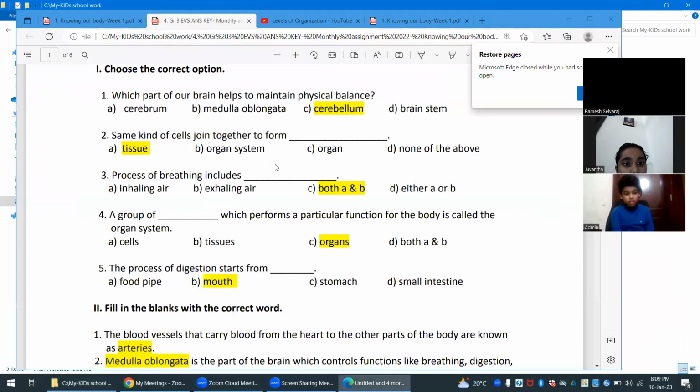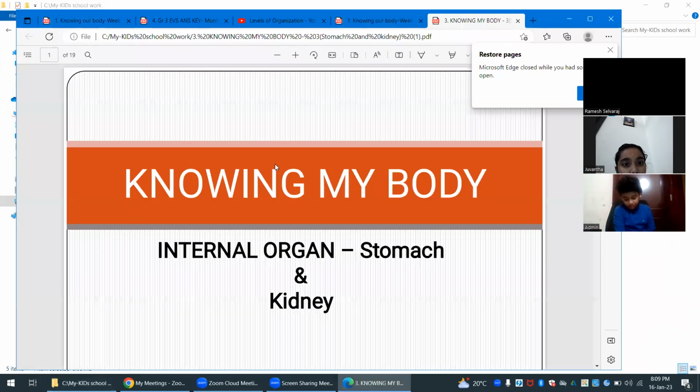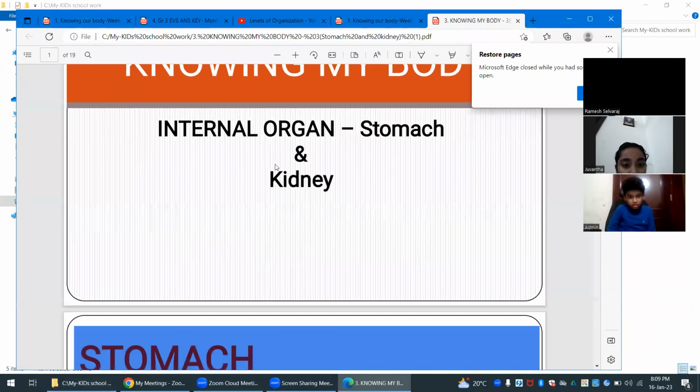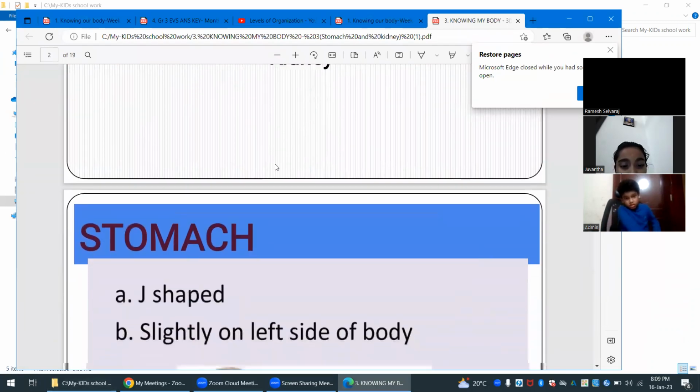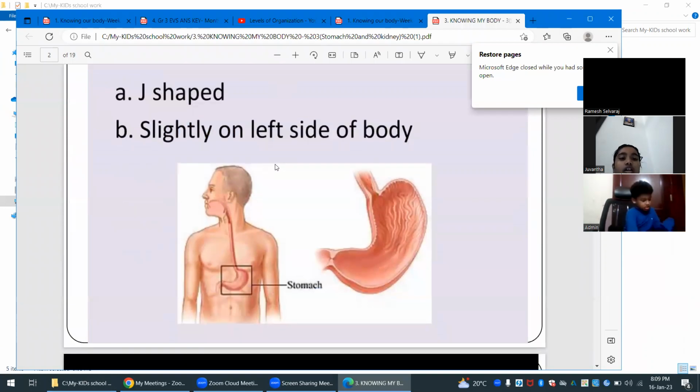Also, let's see the stomach here. Going by body internal organs, stomach and kidney, these two we will see here. The stomach, you see, looks J-shaped. It's J-shaped and slightly on the left side of the body. If you see the center, from the center it goes to the left side. The heart is above here. The stomach is also slightly on the left side.